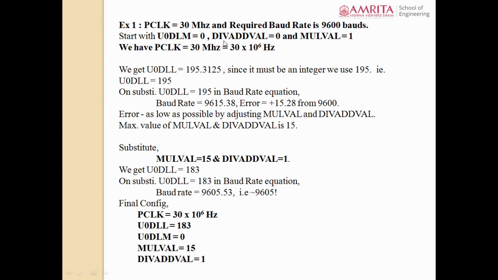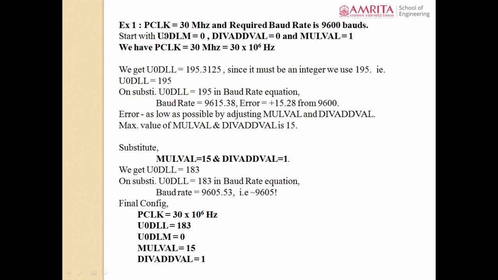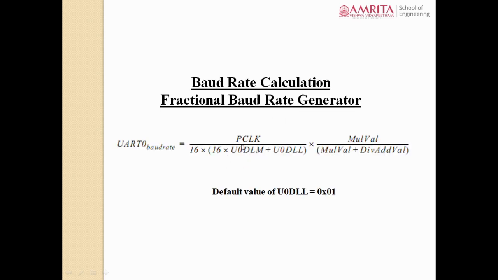Divide value as 0, mul value as 1. So divide value 0, mul value as 1. So what will happen to this whole term? It will be 1, mul value 1, div value 0. So this whole term for time being I am making it as 1. Then U0 DLM is 0. This is already 1.